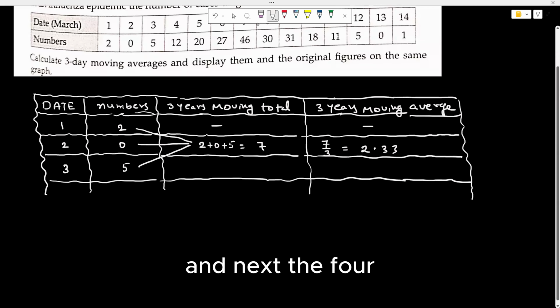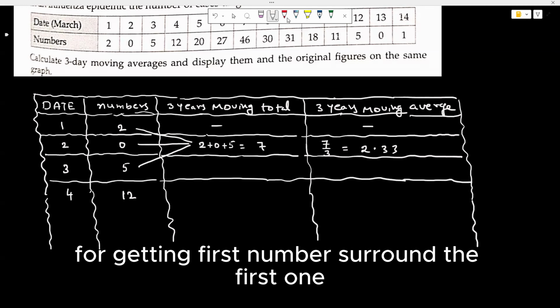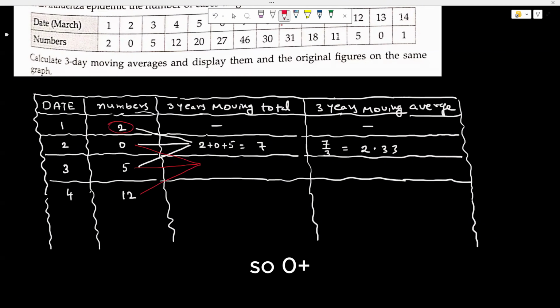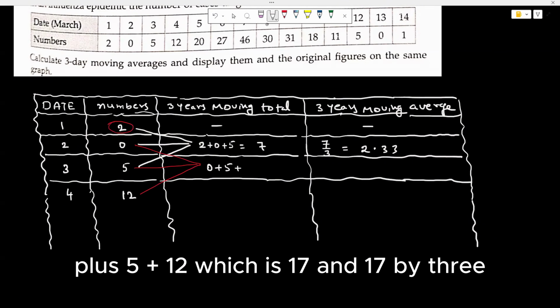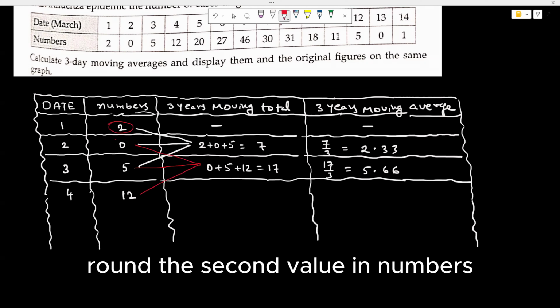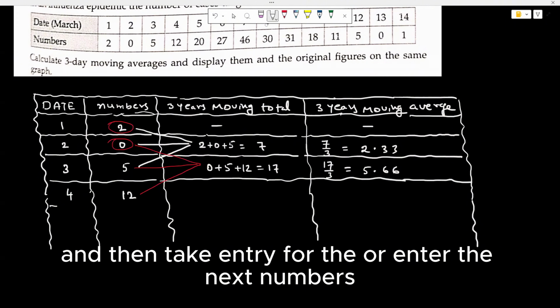Understood this one? Next, date 4, where the value is 12. To get the next number, round the first one and take the next 3 and do the same procedure. So 0 plus 5 plus 12 is 17, and 17 by 3 is 5.66. After getting the second number, round the second value and then enter the next numbers.